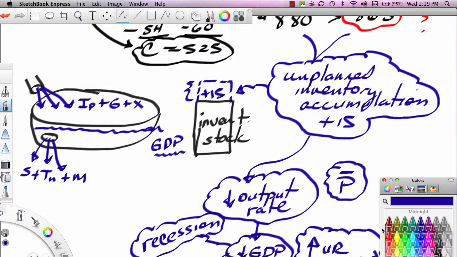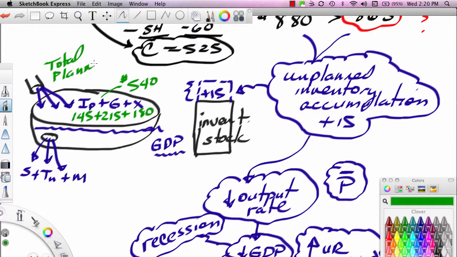What we're going to see is the rate of outflow is greater than the rate of inflow. So let me go ahead and plug in the numbers here. This is 145 given, this is 215 given, this is 180 given. If you add those together, you get 540. 540 is the rate of injection. Now, please be careful here. This is total planned injections. I didn't say actual. Total planned injections.